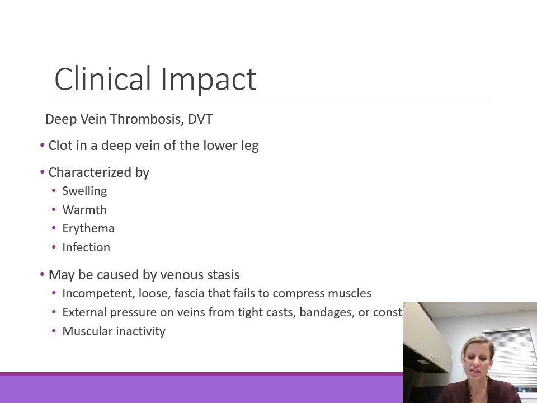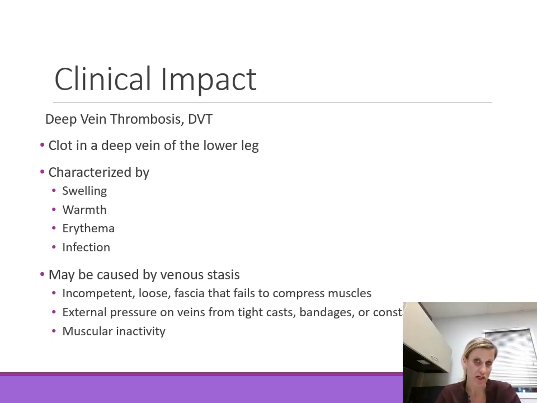A DVT, or deep vein thrombosis, is typically caused or may be caused by venous stasis. So anything that stops venous return, that stops the flow of blood in the legs, anything that forces the blood to just kind of sit in the deep veins of the legs can cause or help cause a DVT. So, things that might cause venous stasis.